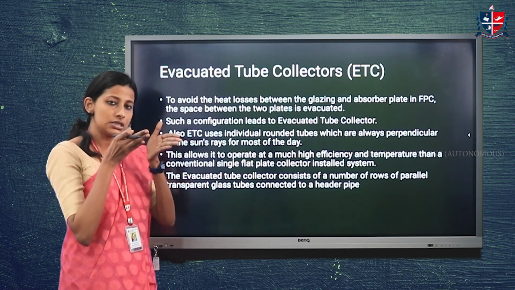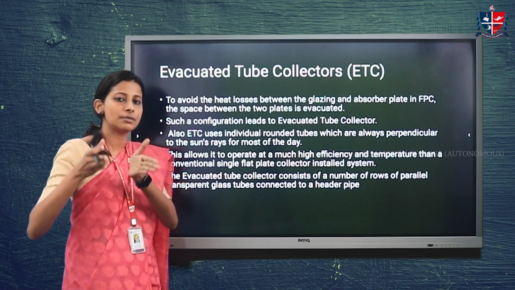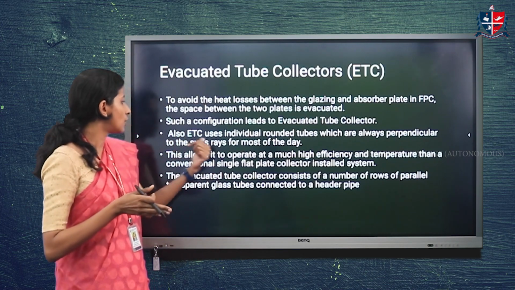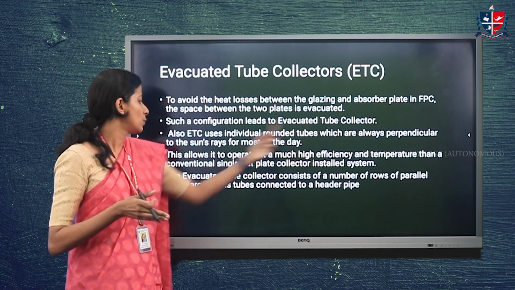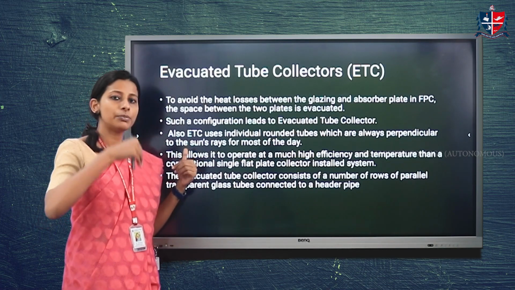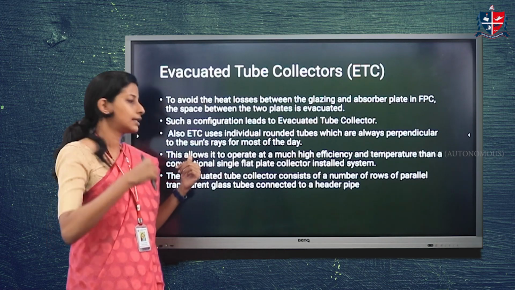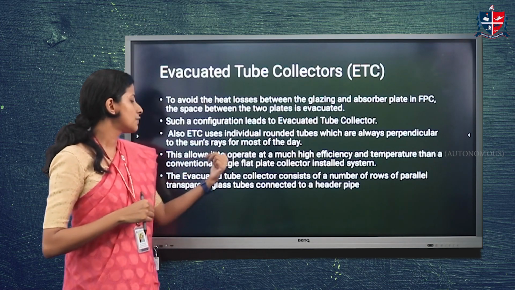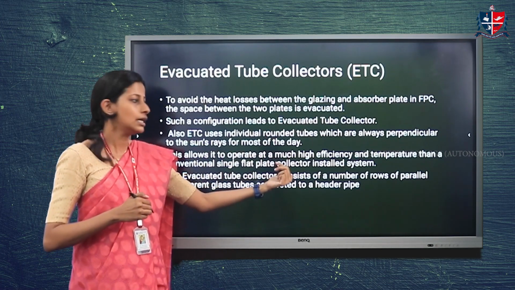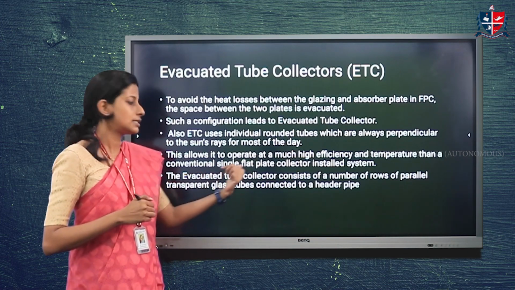So there are many separate units, rounded tubes. They are always perpendicular to the sun rays. Why is it perpendicular? When it is perpendicular, we can absorb the maximum solar radiation. We can collect the maximum radiation. So this allows it to operate at a much higher efficiency as well as a higher temperature than a single flat plate collector.